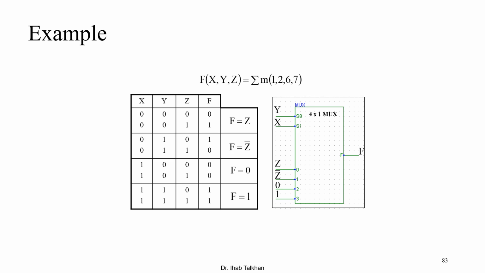If you want to use 8 by 1, all you need to do is have x, y, z as selection lines, and you have the output f as it is, 0, 1, 1, 0, 0, 0, 1, 1, and this will be your input for the multiplexer, and the output f will be as expected, because if x, y, z equals 0, 0, 0, you will get 0. If x, y, z equals 0, 0, 1, you will get 1, and so on. So this is called an 8 by 1 multiplexer, but here I'm going to use a 4 by 1 multiplexer.